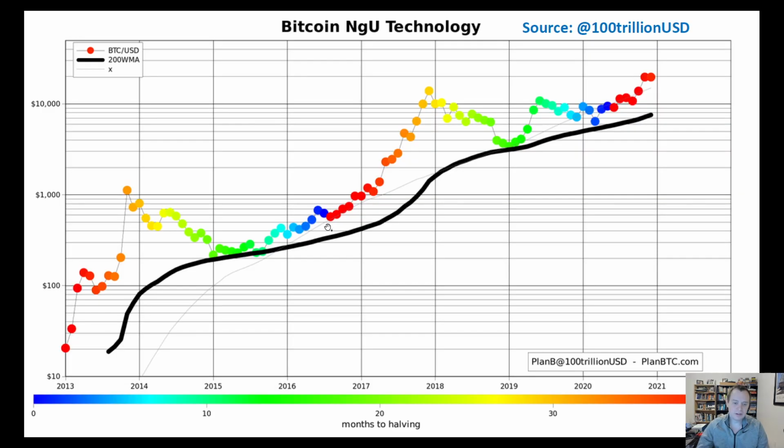So the first thing we're going to do is look at the stock to flow model. This is one of the charts that 100 trillion USD typically puts out on his Twitter account. What it shows is the price of Bitcoin on the y-axis, on a logarithmic scale versus time, and it's color-coded by the months until the halving. One of the things you can note is that we are trending up right now, in the same sort of area we were last time when we started trending up. And you can also see a similarity over here as well.